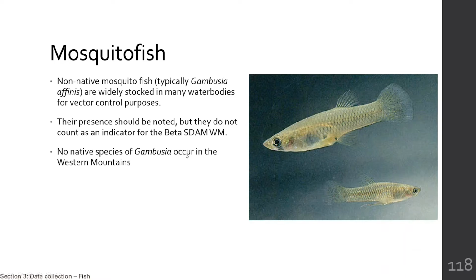I mentioned that mosquito fish don't count. There are no native mosquito fish within the Western Mountains, but they are native to small portions of nearby New Mexico and Texas that abut the Western Mountains. If you see them, you can note them, but they're not used as an indicator of fish abundance in the Western Mountains.